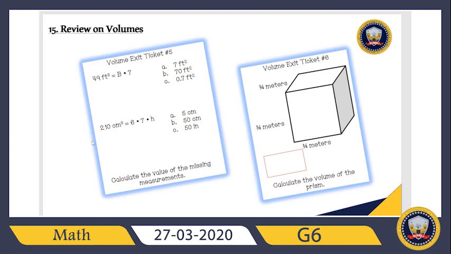I have here the base times the height, which is 7, gives me 49 feet cubed, which is the volume. Now, which one of these is the right answer for the area of the base? Which one? Now, in the second question, the volume is 210 centimeters cubed, equal to length, which is 6, times width, which is 7, times height. Now, what is H? Which value of these represents the H? You should calculate this.